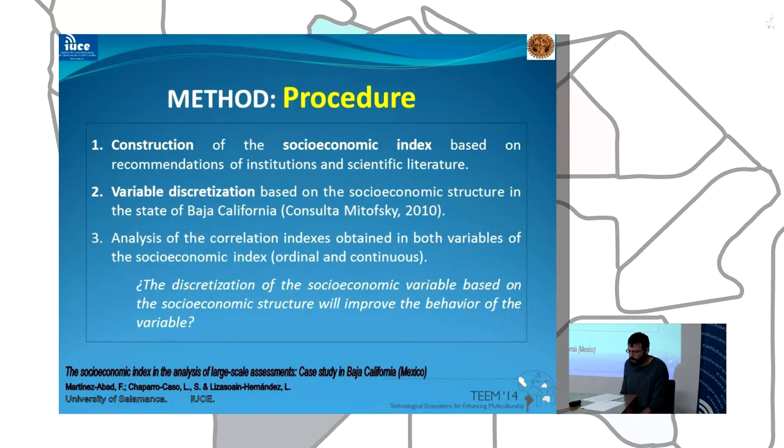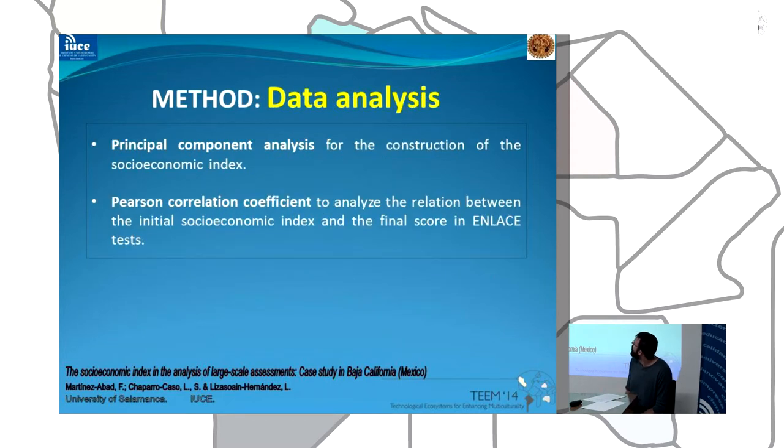In the procedure, we have three phases. The first is the construction of the socioeconomic index, based on recommendations of institutions and scientific literature. The second phase is the variable discretization, based on the socioeconomic structure in Baja California. And the third phase is the analysis of the correlation of the indexes obtained: the continuous variable obtained in the first phase and the ordinal variable obtained in the second phase. Accordingly, a question about the different behavior of the indexes was raised. For the data analysis, principal component analysis and Pearson correlation coefficient were calculated.